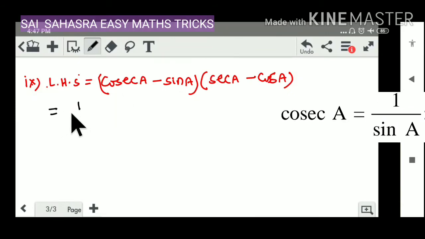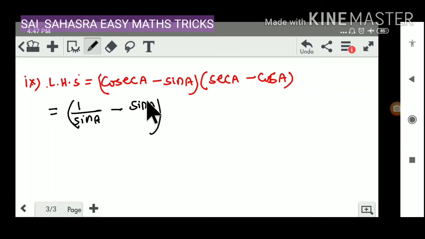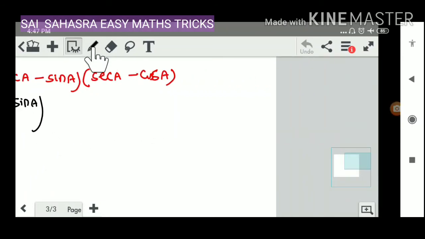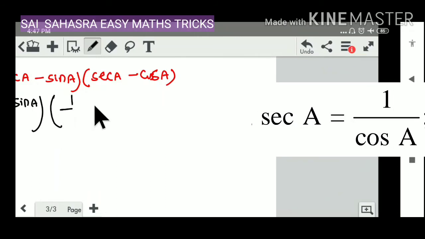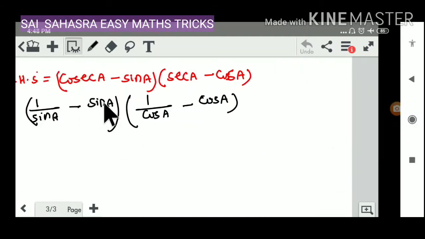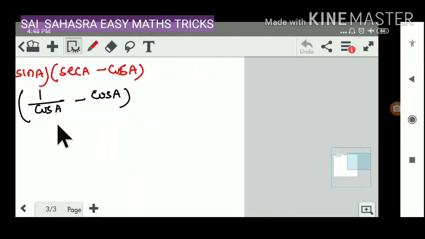Cosecant a can be written as 1 by sin a minus the sin a as it is we are writing. Let us go to next bracket. In that we have secant a. Secant a is the reciprocal of cos a, so that we can write 1 by cos a minus this cos a as it is we are writing. If you observe here, this is fraction, this is not fraction, this is fraction and this is not the fraction. By keeping 1 as denominator, we can convert this one as fraction, as well as this cos a also we can convert it as fraction by keeping 1 as denominator.